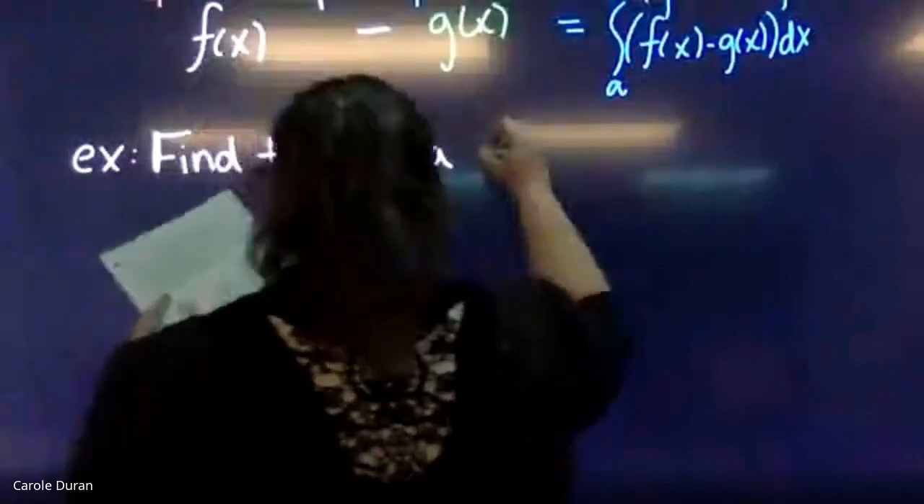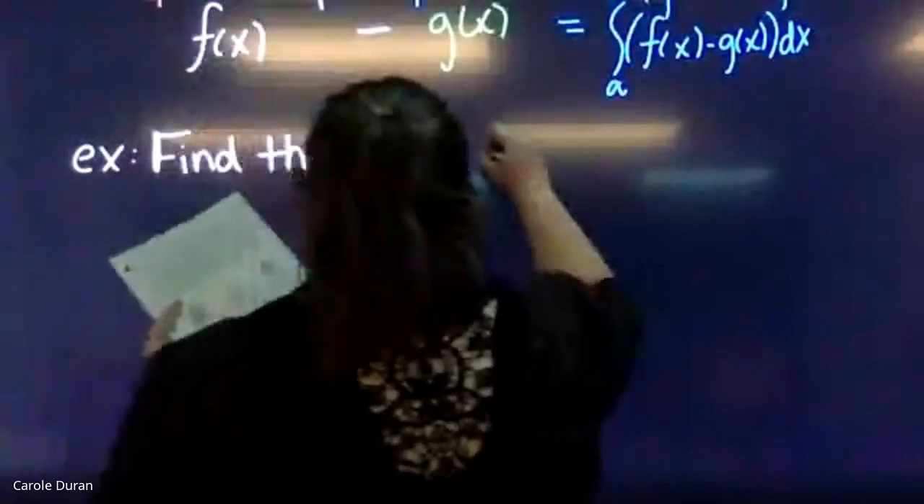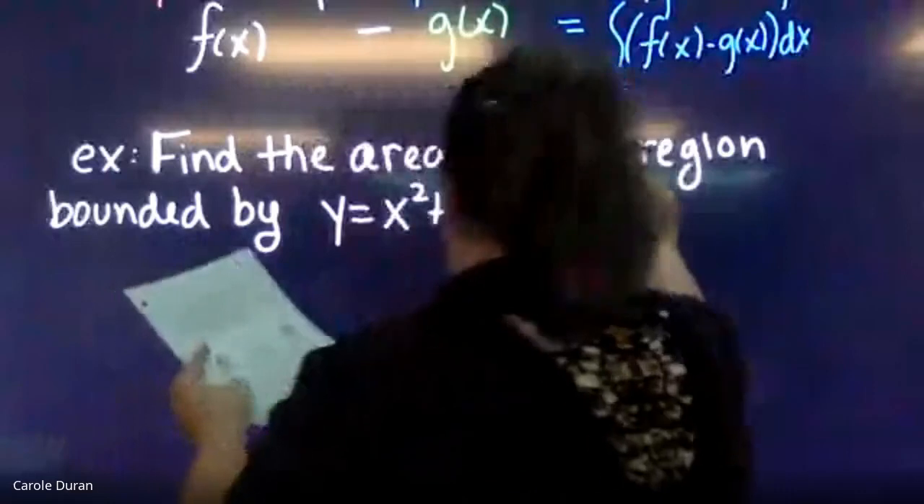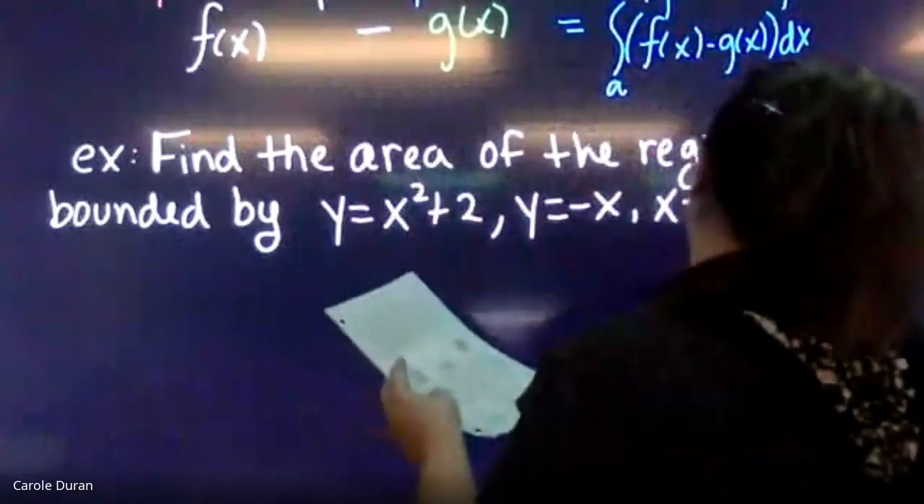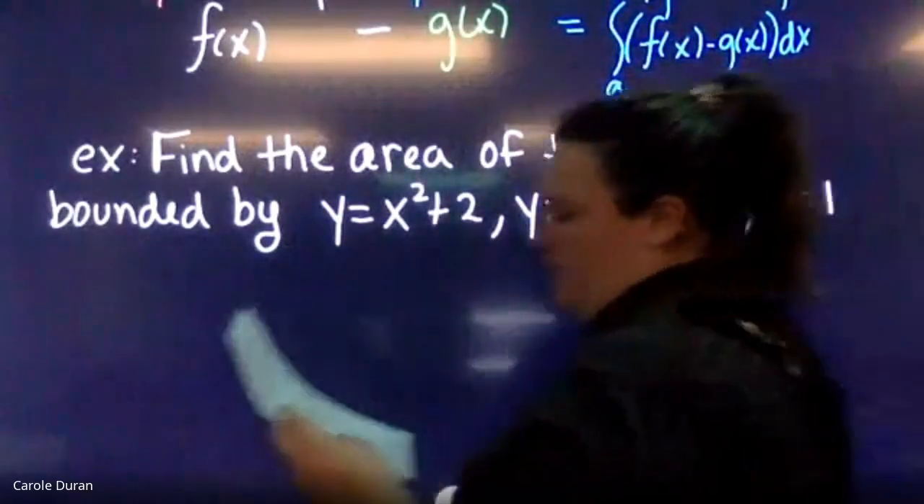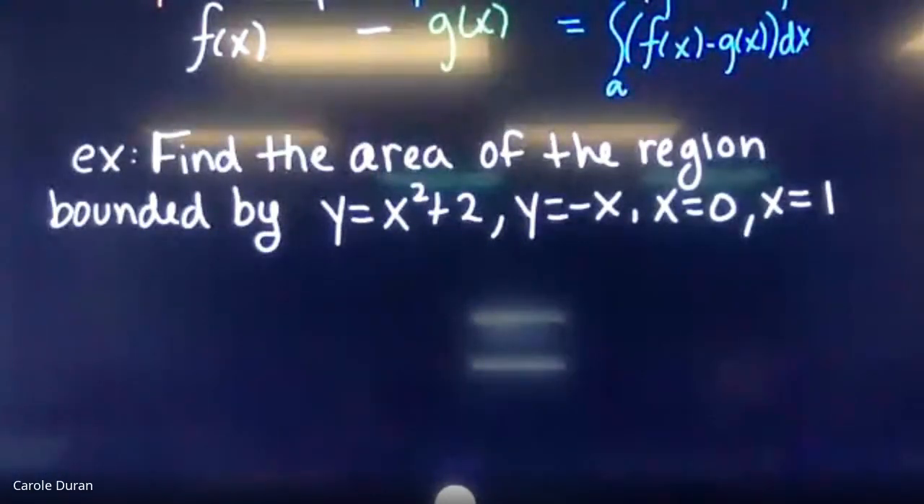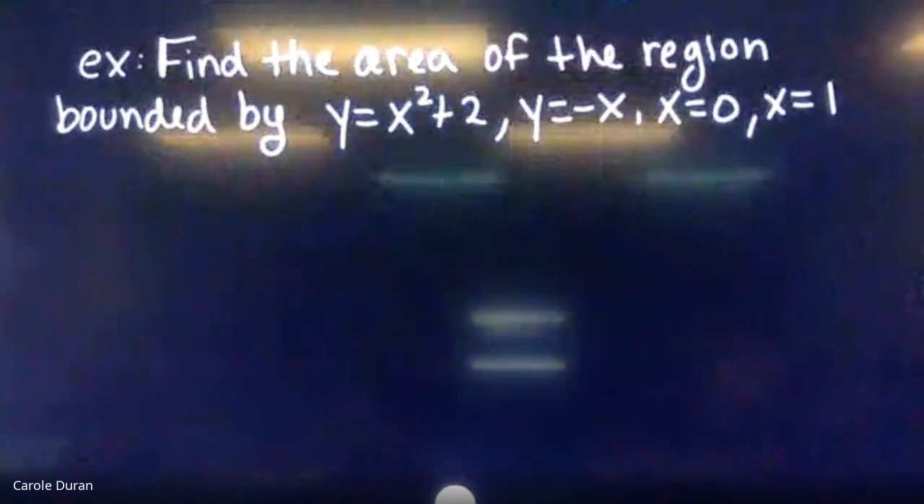This is to find the area of the region bounded by y equals x squared plus 2, y equals negative x, x equals 0, and x equals 1. I'm going to go ahead and draw a graph of what this looks like. You don't have to draw a graph to necessarily solve this, but it is helpful.